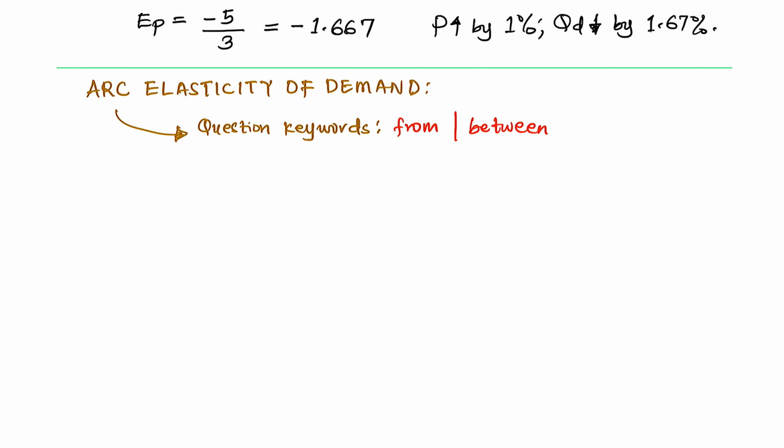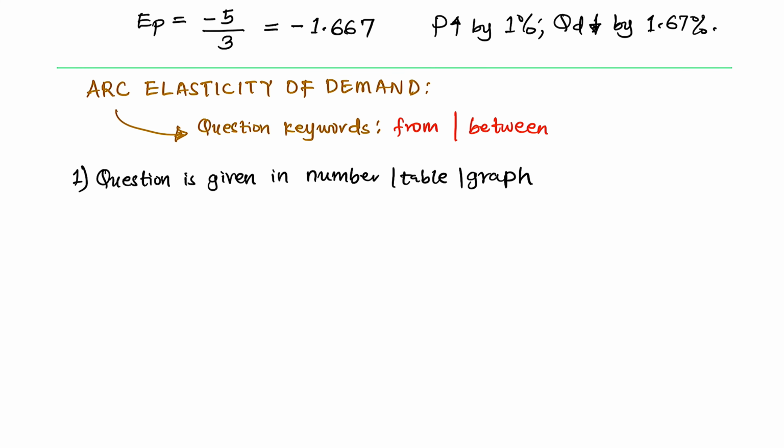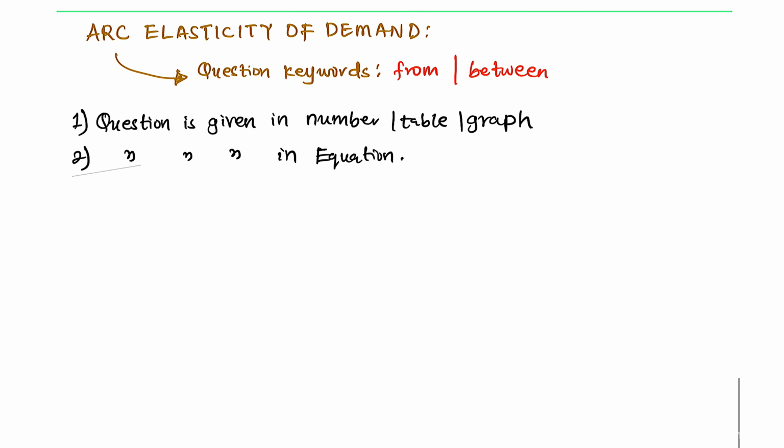Arc elasticity are usually asked in just two main forms, which is when the question is given in numbers, table, or graph, and when the question is given in equation. So how do we approach this?